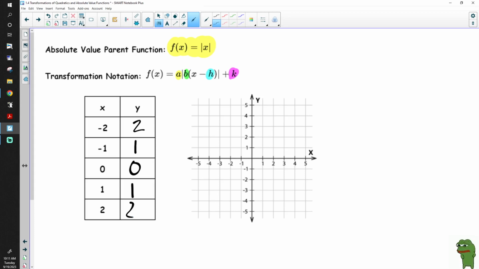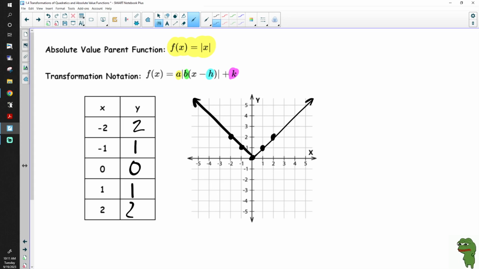Let's plot them. Negative 2, 2. Negative 1, 1. 0, 0. 1, 1. 2, 2. Connect your dots. Nice straight lines. The absolute value parent function looks like this. It looks like the letter V for absolute value. That's how I remember. Absolute value, it's shaped like a V.